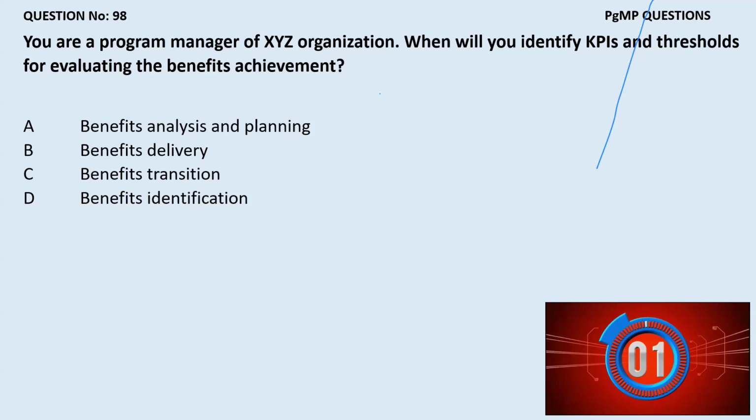I can only tell you these things once I start to analyze or work on my benefits, not blindly do everything in the benefits identification phase and sleep. So I should give them the freedom to do some analysis and planning about the benefits to get a better benefit register.